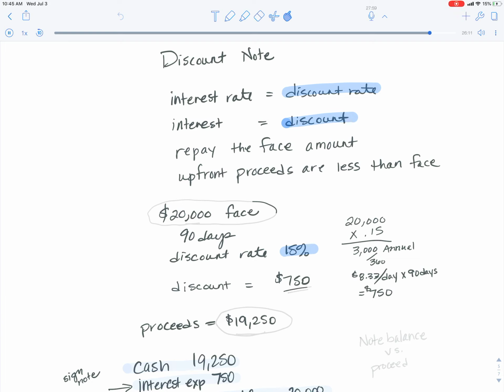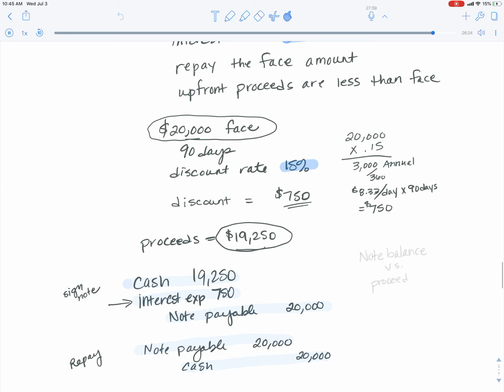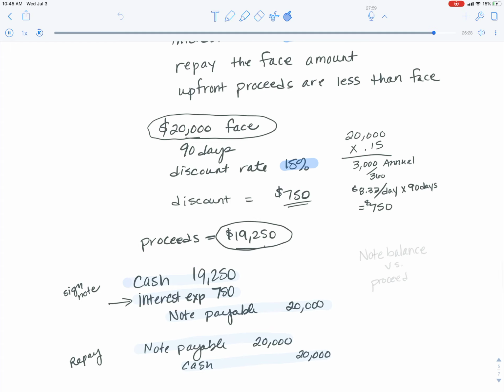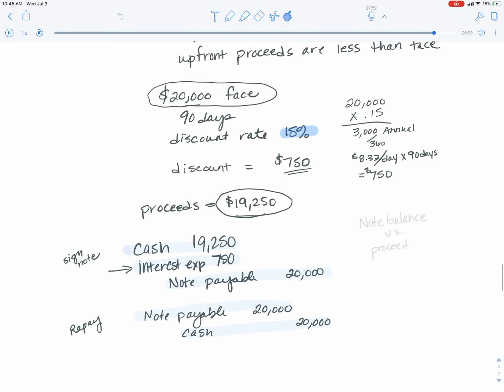If this was actually a discounted note, what the bank would do is they'd say, the note is $20,000, but I'm only going to give you cash of $19,250. So you're essentially paying the interest up front. So in a discounted note, the proceeds, or the cash that you receive, is going to be your debit, and you're not going to get all of it. But you still have to pay back at the end of 90 days all $20,000.